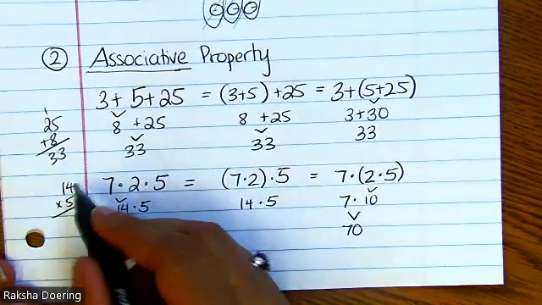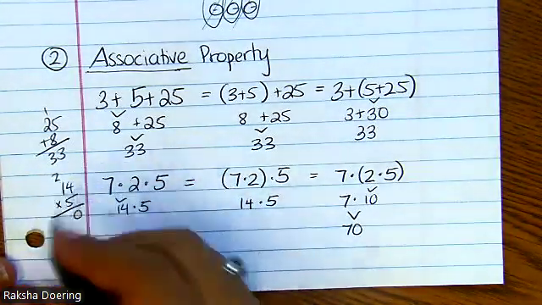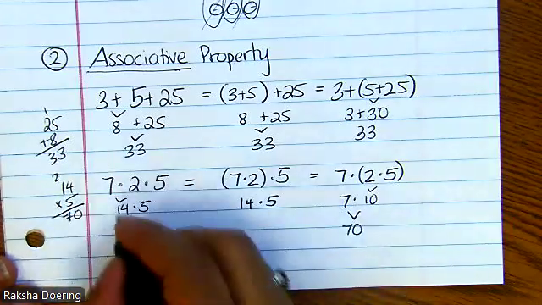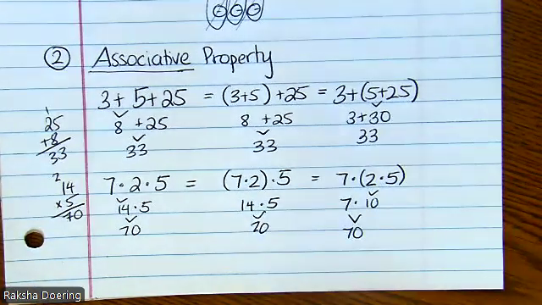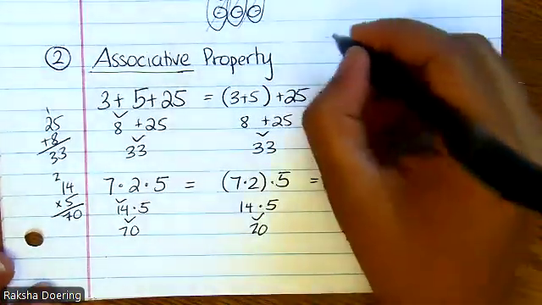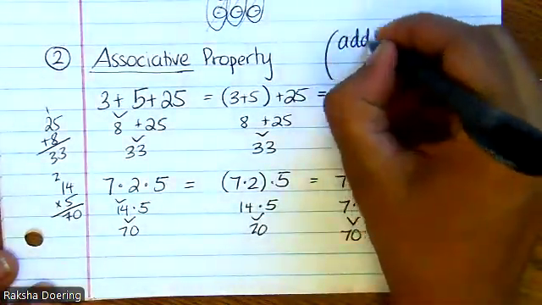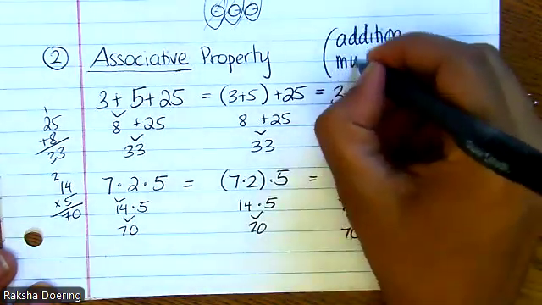14 times 5, I could do, but it would take a while. I do 5 times 4 is 20. Carry the 2. 5 times 1 is 5, plus 2 is 7. So I would get 70. And that's the associative property. Pause if you need to. So the associative property works again for addition and multiplication.